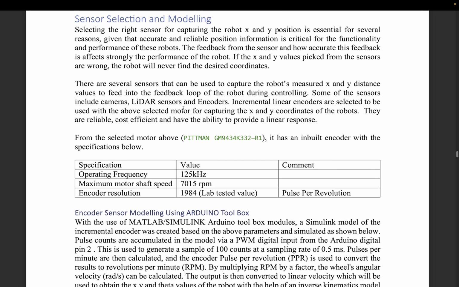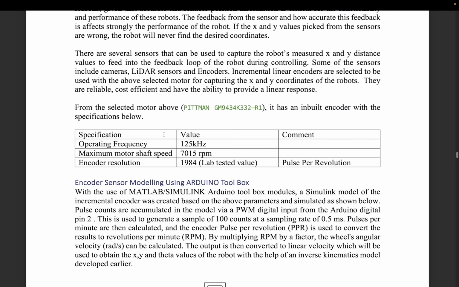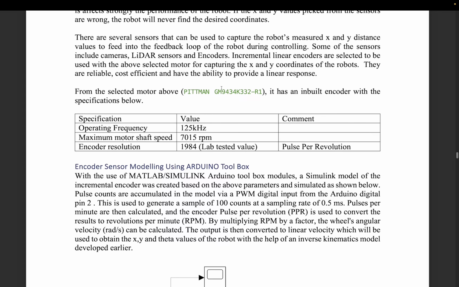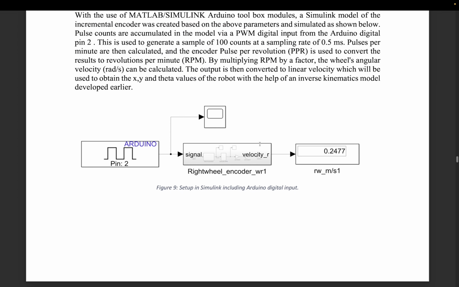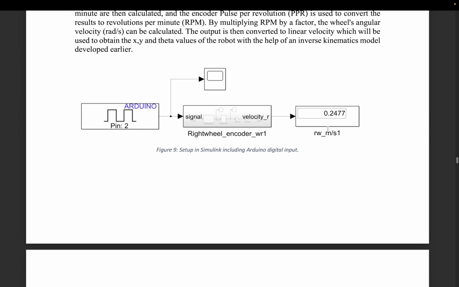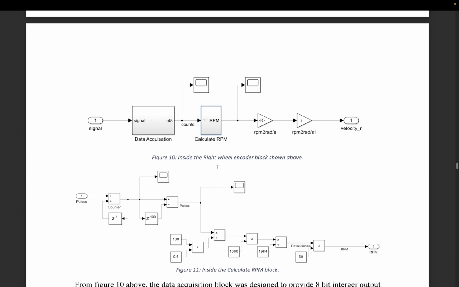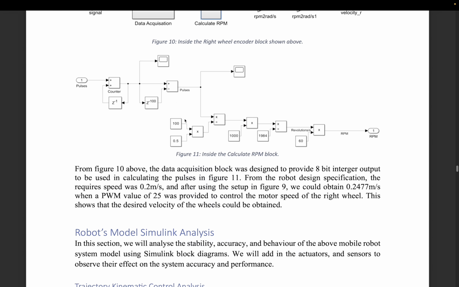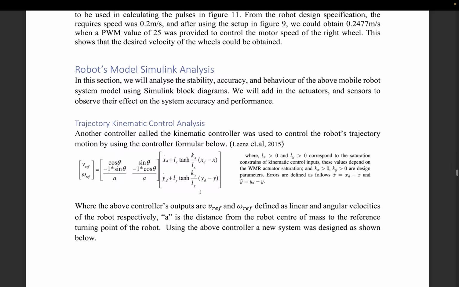So these are some of the results. Just to take you through, we started by modeling the sensor selection and modeling, which is the incremental encoder, and then in that we modeled it. We're using Arduino toolkit as I've shown you earlier, and we actually got the right speed being 0.25 meters per second, as well as this, which is what I've shown earlier, the setup of the encoder. Then we went into some analysis of the model.